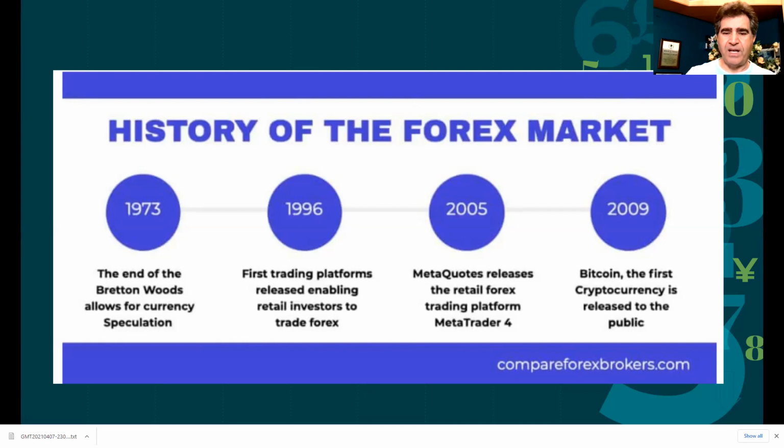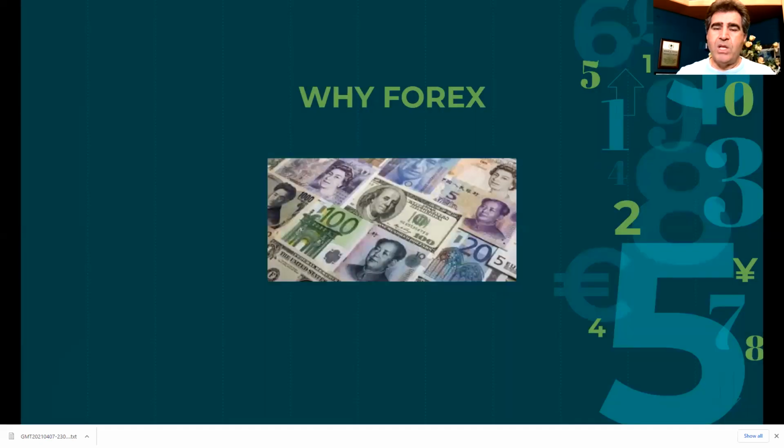And then in 2005, we had the MetaTrader release, so it allowed retail investors to get involved. And then in 2009, talking about currencies, it was Bitcoin when it was released to the public. So let's consider why we even think about forex and the currencies in this situation.